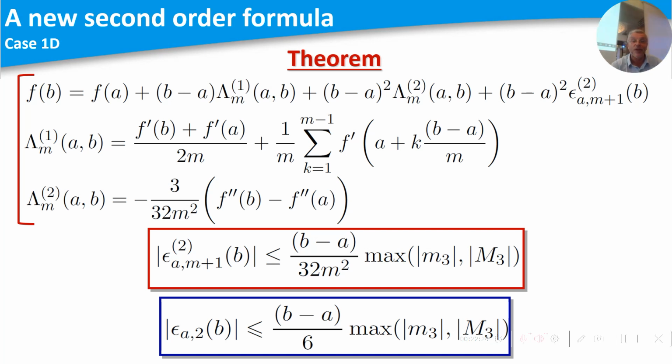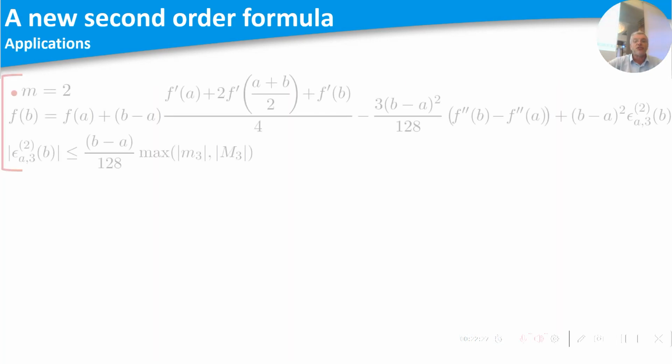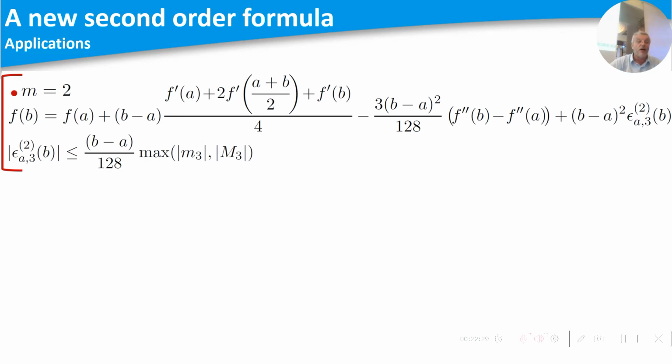Applications of all of this: we conserved the formula I presented to you, and we took m equal to 2. That is to say, we have to evaluate f prime at A, f prime at B, and f prime at the middle, A plus B over 2. So we have this formula, and we have the estimation, the upper bound of the remainder. As you see, it is now 1 over 128 in comparison with 1 over 6.